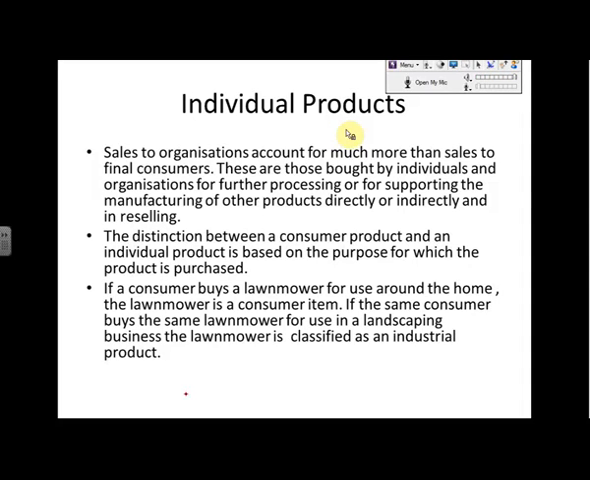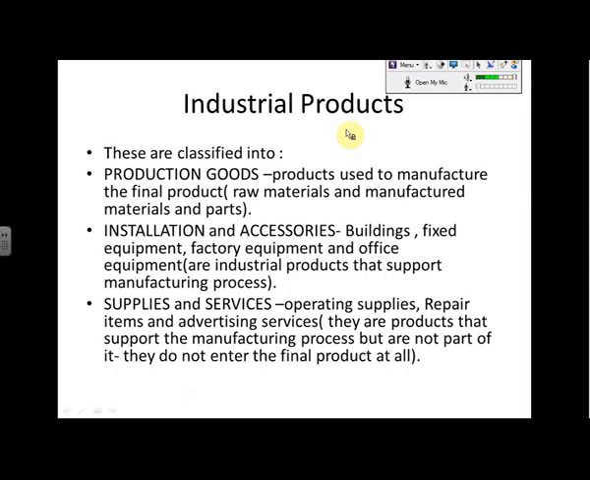What are industrial products? Industrial products are classified into production goods. What are production goods? Products used to manufacture the final products. And in most cases, they are used as what? Raw materials and manufactured materials and parts. These are products that are used to manufacture the final product.